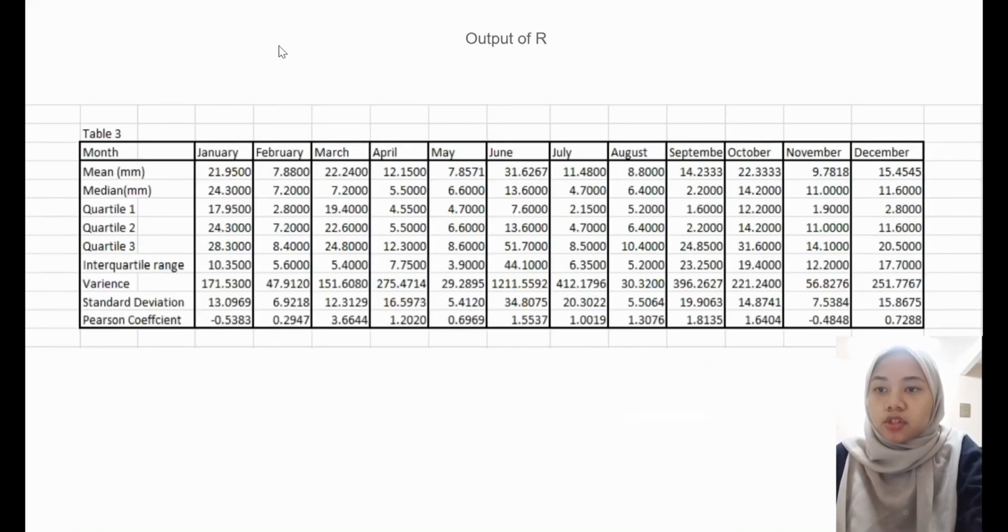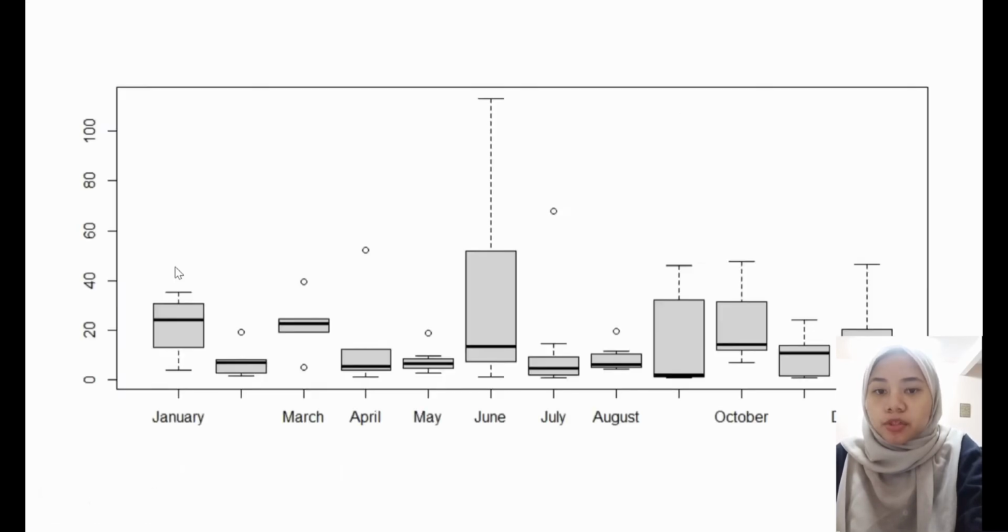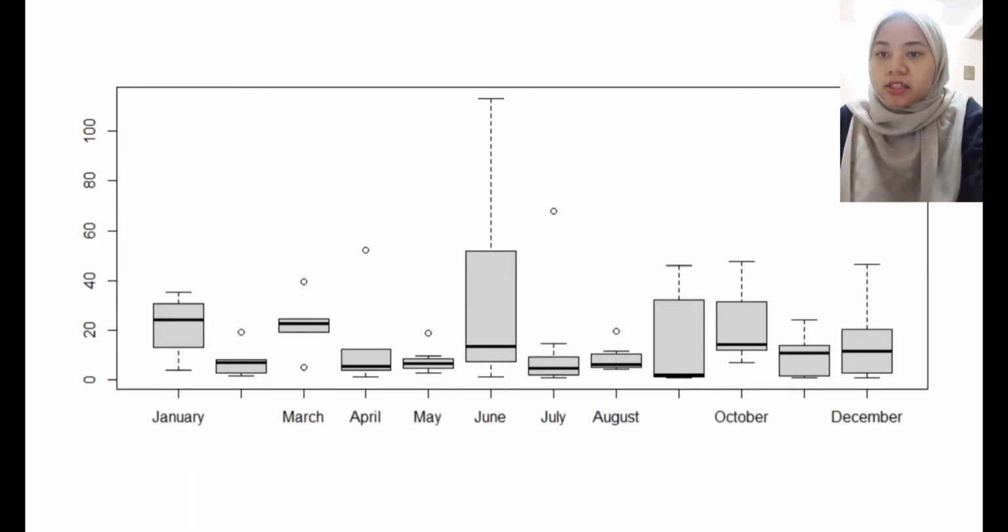Meanwhile, table 3 shows the output from RStudio using summary() to measure central tendency and dispersion of the data set of each month, which includes mean, median, quartile 1, quartile 3, standard deviation, variance, and also the percent coefficient of variation to find the measure of dispersion. And lastly, the chart presents the box plot of the data set as the chosen suitable graphical method.